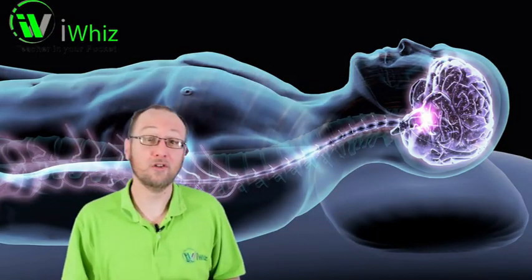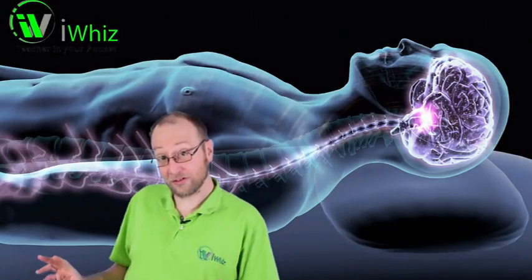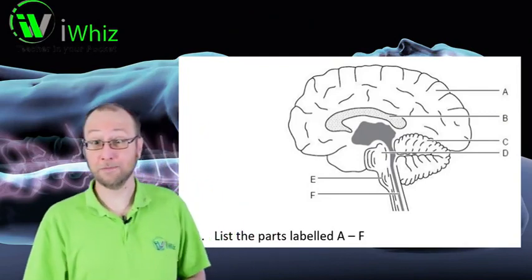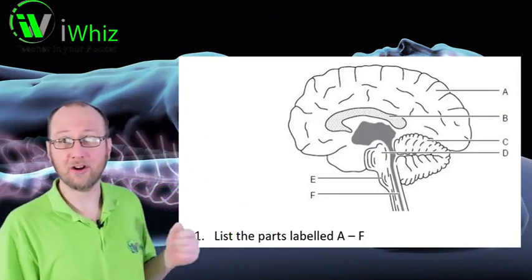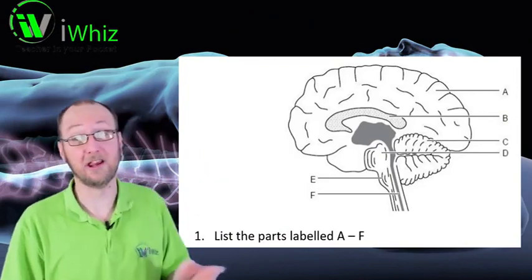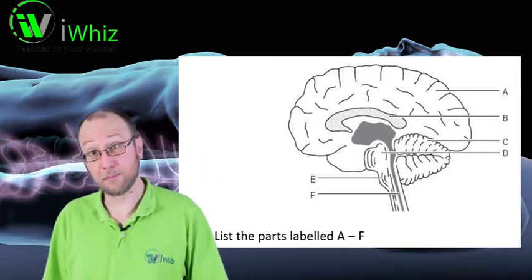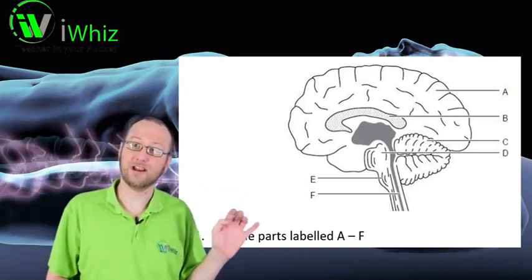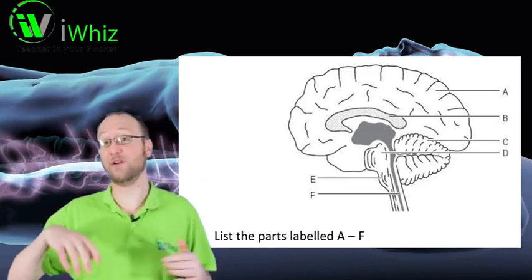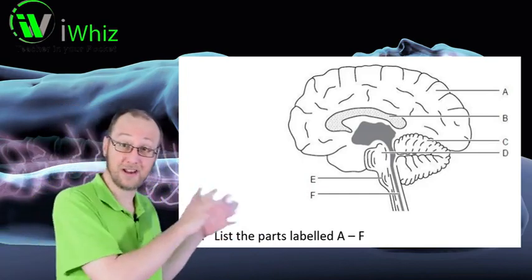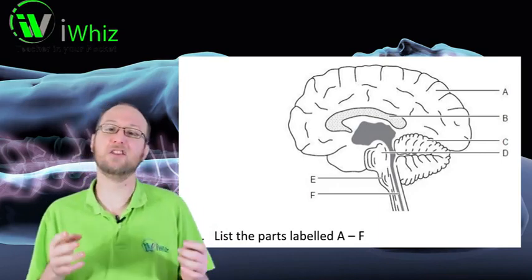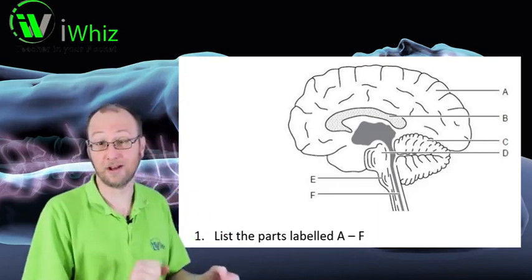Okay, let's go on to the next slide and have a look at those questions. Okay, so this slide shows us a diagram of a human brain, and all the parts are unlabeled. They are just labeled A, B, C, D, E, and F. Now, question 1 says, list the parts labeled A to F. So this question is very similar to the one that we looked at to do with the parts of the neuron, except now we're looking at the parts of the human brain.